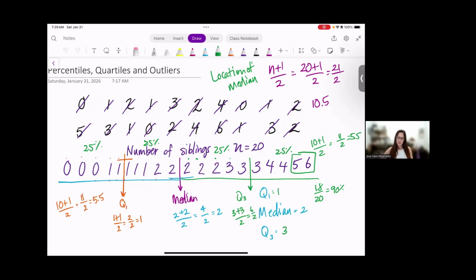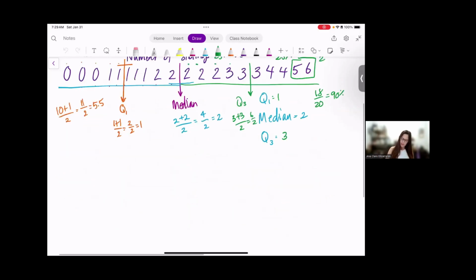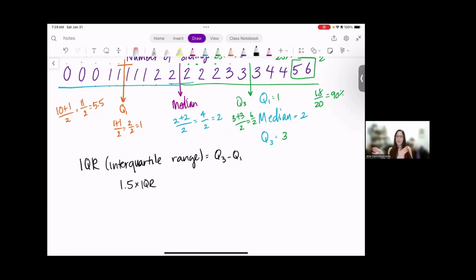What about outliers? Outliers are calculated by taking 1.5 of the interquartile range. The interquartile range, which is abbreviated IQR, is found by taking the range of the quartiles. The range is just the high minus low, so the upper quartile minus the lower quartile is your interquartile range. So to find your outliers, you multiply that by 1.5. And then you need to add that to the upper quartile and subtract it from the lower quartile.